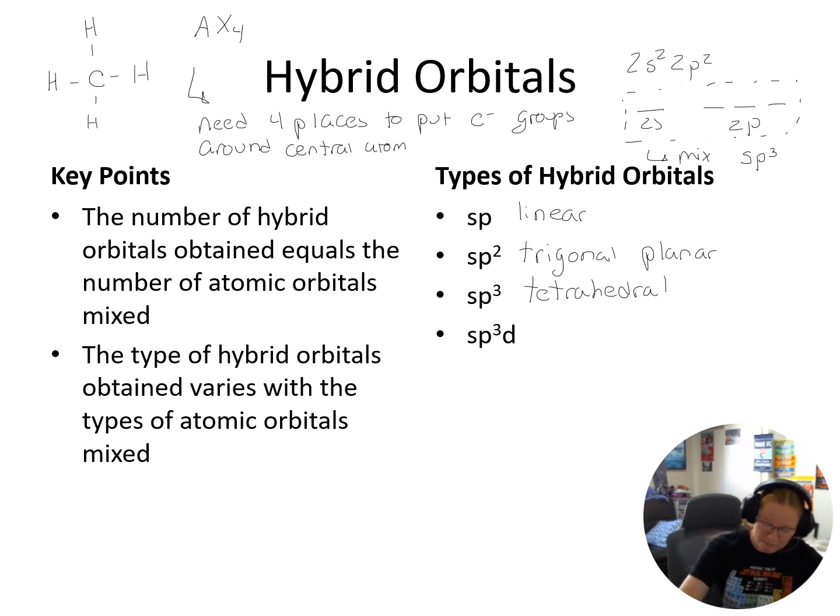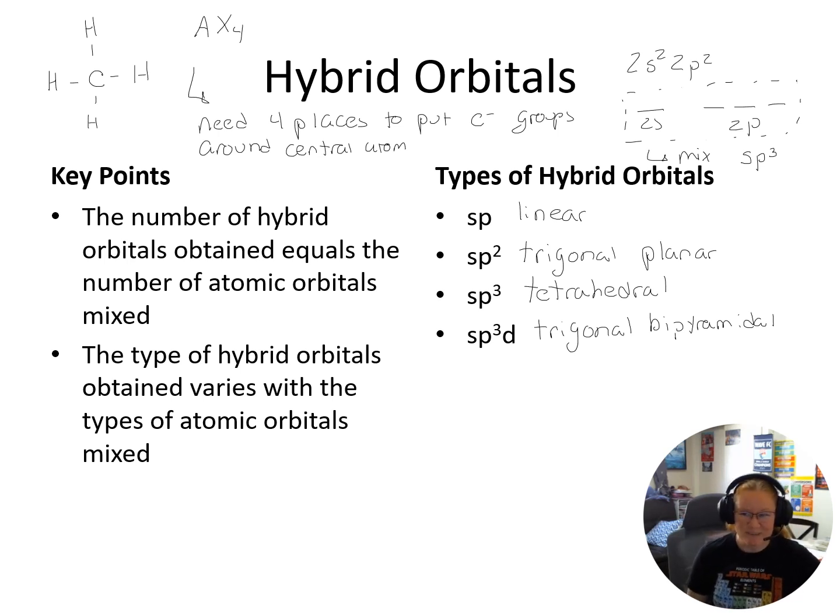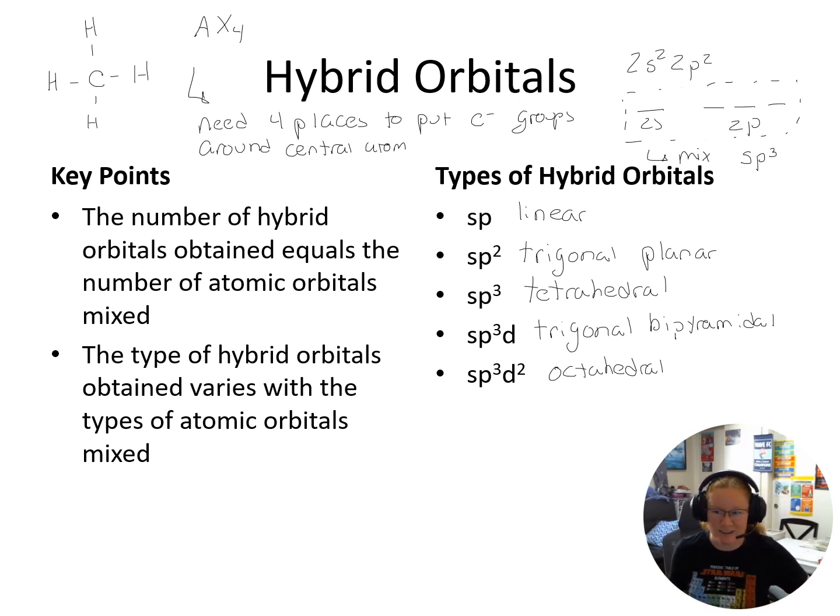So this corresponds to our trigonal bipyramidal geometry. And then what do you think our last one's going to be? sp3d2. And this is going to correspond to, coincidentally enough, octahedral. All right, so let's take a look at how all of this works. We'll break each one of these down and see where these electrons end up with some example molecules.